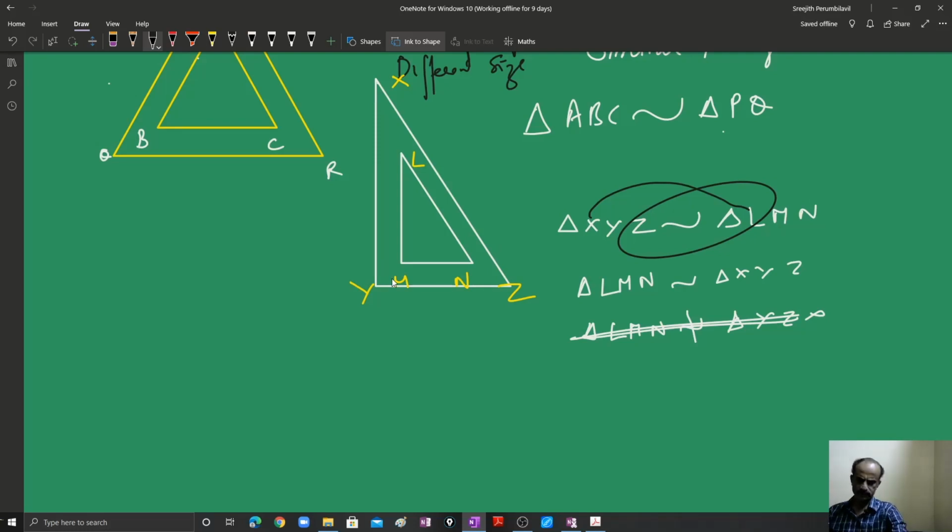So that means all right angle triangles must be similar, right? Is it so? Are all right angle triangles similar?